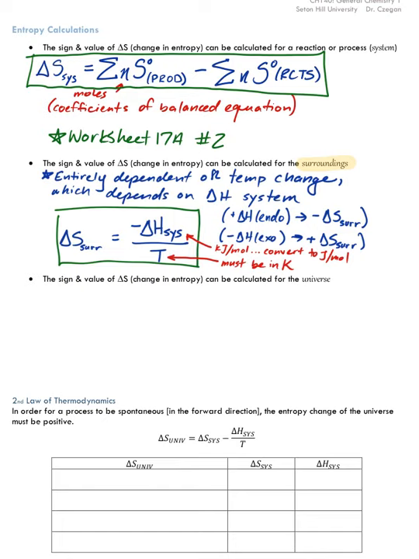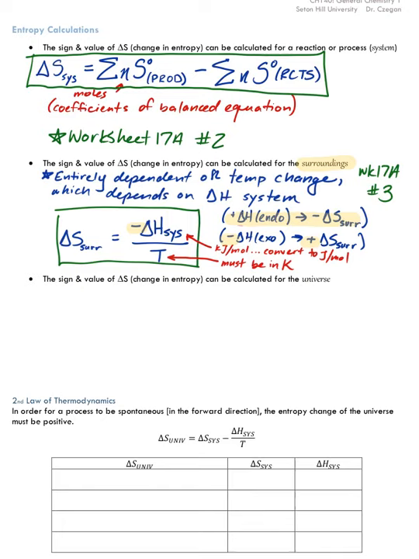So the negative sign takes into account this relationship, that a positive delta H gives us a negative delta S, and a negative delta H gives us a positive delta S. So that's what this negative symbol here is for. At this point in time, I would recommend that you go to worksheet 17A and try number 3. You can check your work against the answer key posted on Canvas.